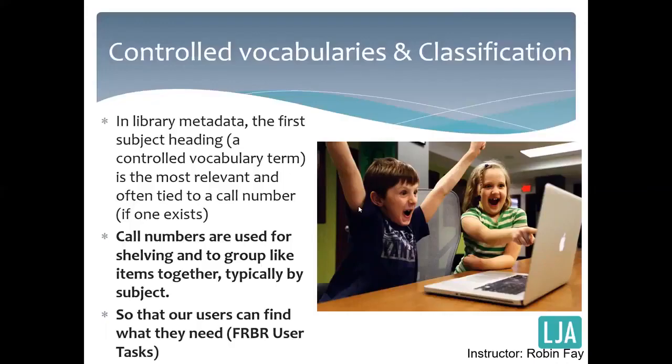Of course, we think about how call numbers are used. They're used for shelving. This is sometimes why digital items don't have a call number, because it's not always useful to sort them that way. Sometimes, depending on what a digital item is, it will have a call number, and that will help in terms of shelf listing or displaying in a logical order within the catalog. Call numbers are used for shelving, and then to group like items together. Typically, in libraries, that's going to be by subject.